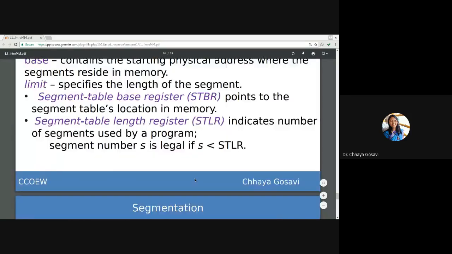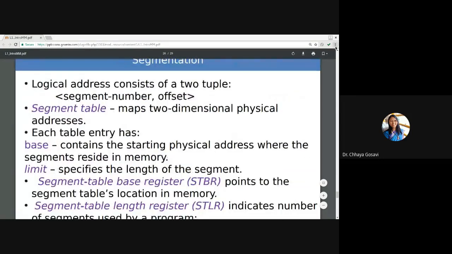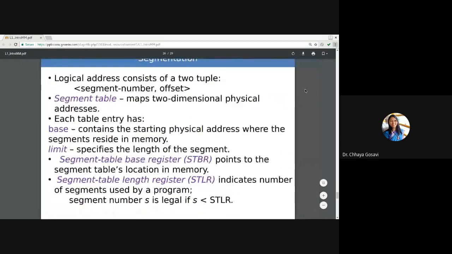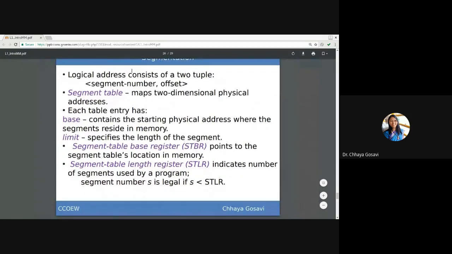So in segmentation, a logical address consists of two tuples, that is segment number and offset. The segment table maps the two-dimensional logical address to a physical address for each segment. In paging, the logical address is like P D, where we have page number and offset. So in case of segmentation, we have segment number and offset.